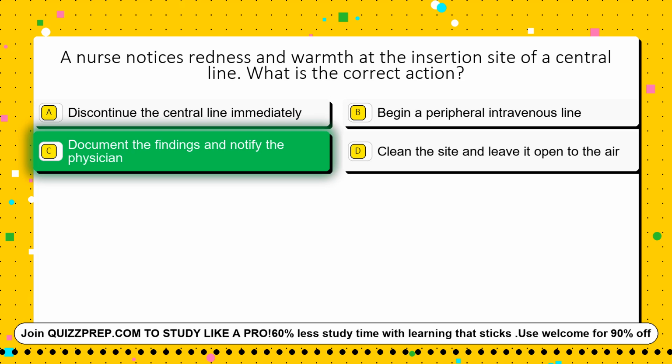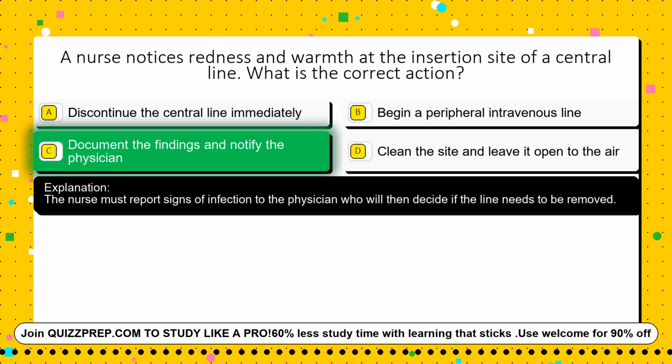The correct answer is option C, document the findings and notify the physician. The nurse must report signs of infection to the physician, who will then decide if the line needs to be removed.